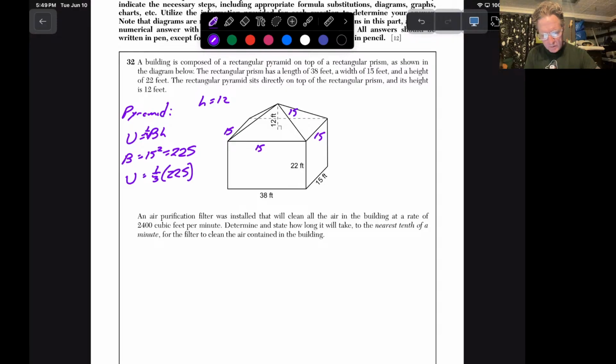225 times 12. So what does that equal? 2280, I believe. Okay. That's the pyramid. So for the prism, oh, that's not a square. What am I talking about? It's a rectangular pyramid. My goodness, I must be getting tired.